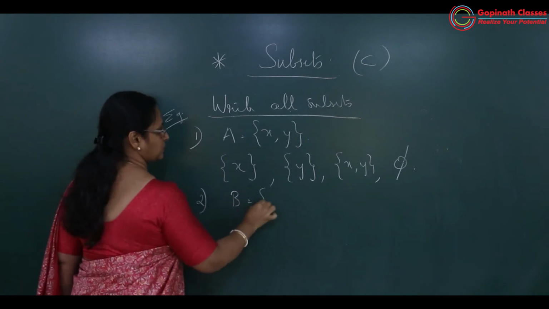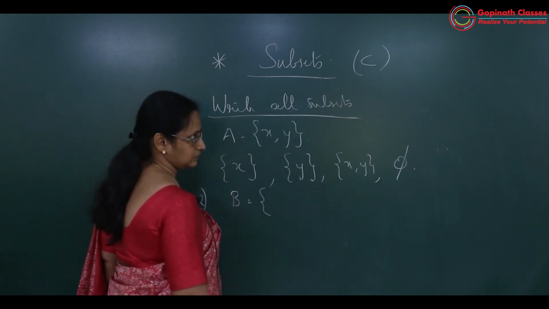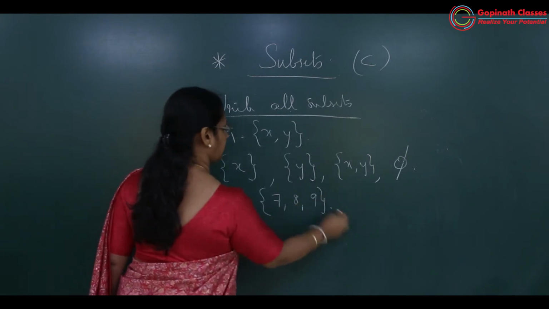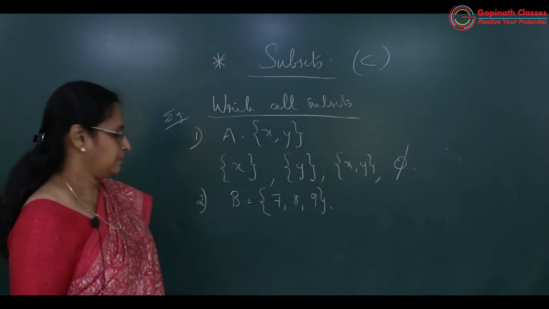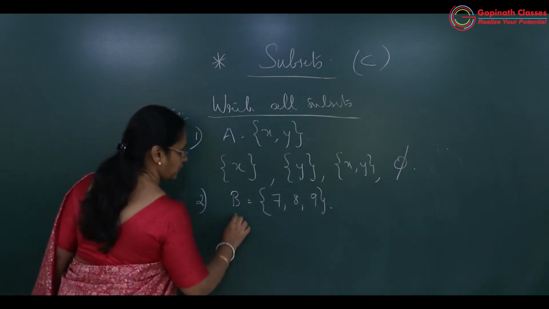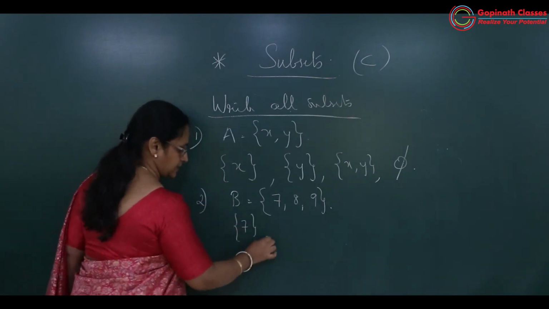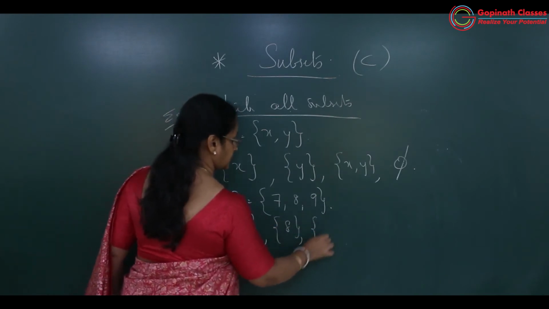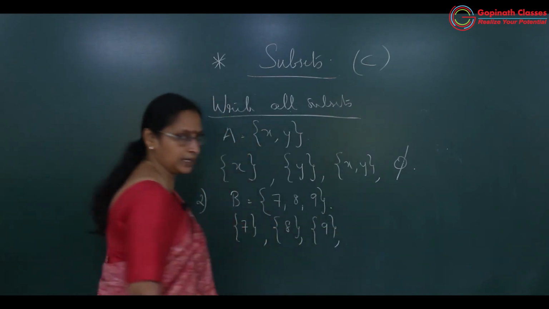B is equal to set 7, 8, 9. ये set का subsets लिखना है. 3 elements है. So with single we can make subsets. Set 7, set 8, set 9. Single के साथ 3 बन गया.